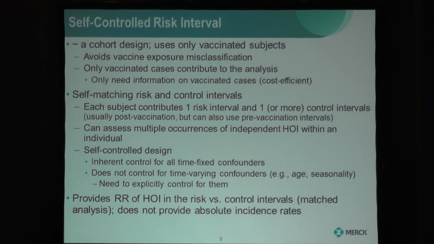So in this design, basically you self-match the risk control intervals. Each subject contributes one risk interval and one or more control intervals, usually again post-vaccination, but if you want, you can use the pre-vaccination if you're sure this will not introduce any bias. You can assess multiple occurrences of the event if these occurrences are independent of each other. And again, this self-control design will take care of time-fixed confounders, but not age or seasonality, which you will have to control for in addition. And then you do a match analysis.